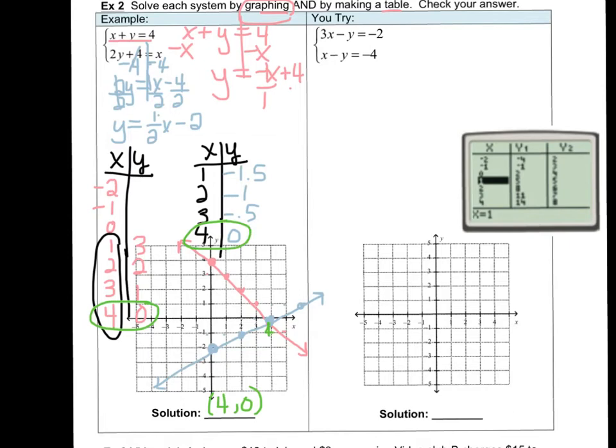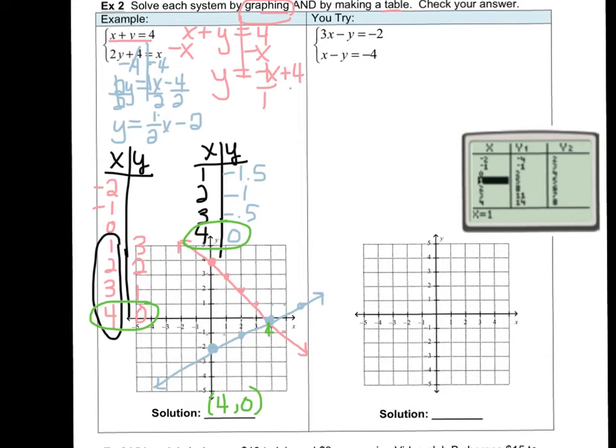So if you're thinking that seems like a lot of work, it kind of is. So when you try the next example, go ahead and solve them each for y, put them on the graph, but then use the graph to narrow down where you should be looking in a table for the answer.